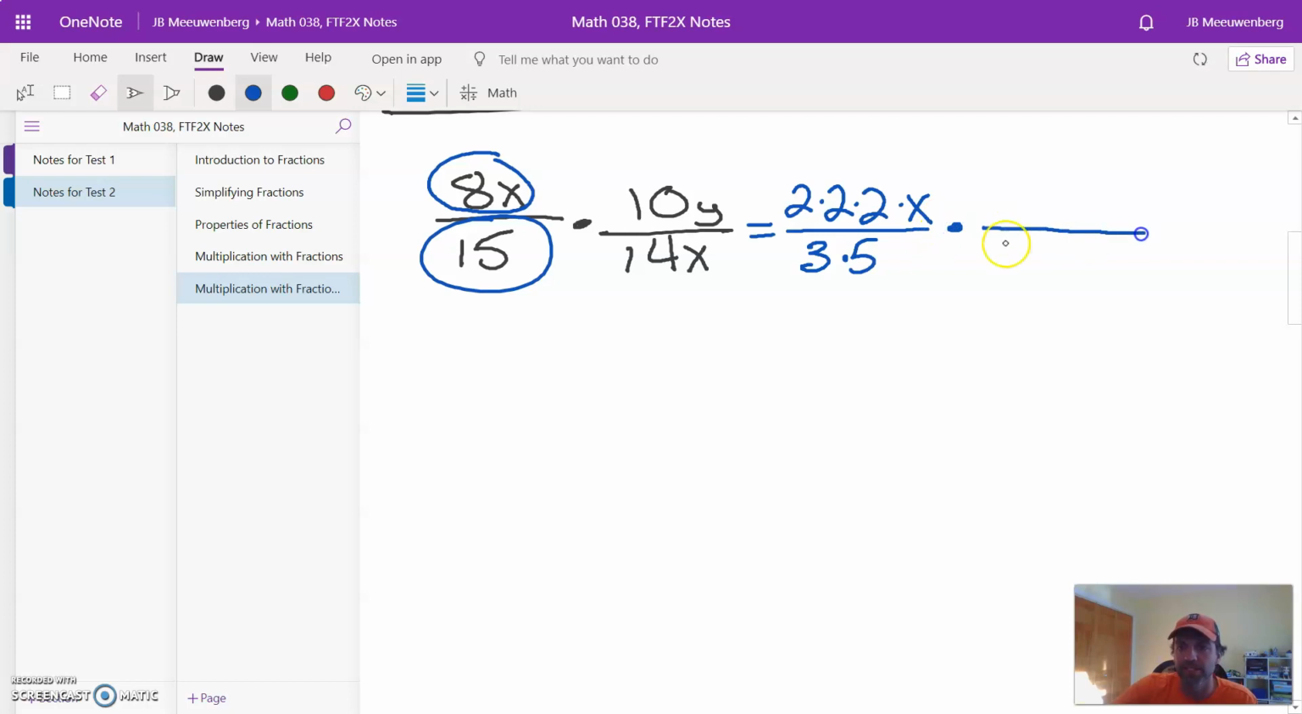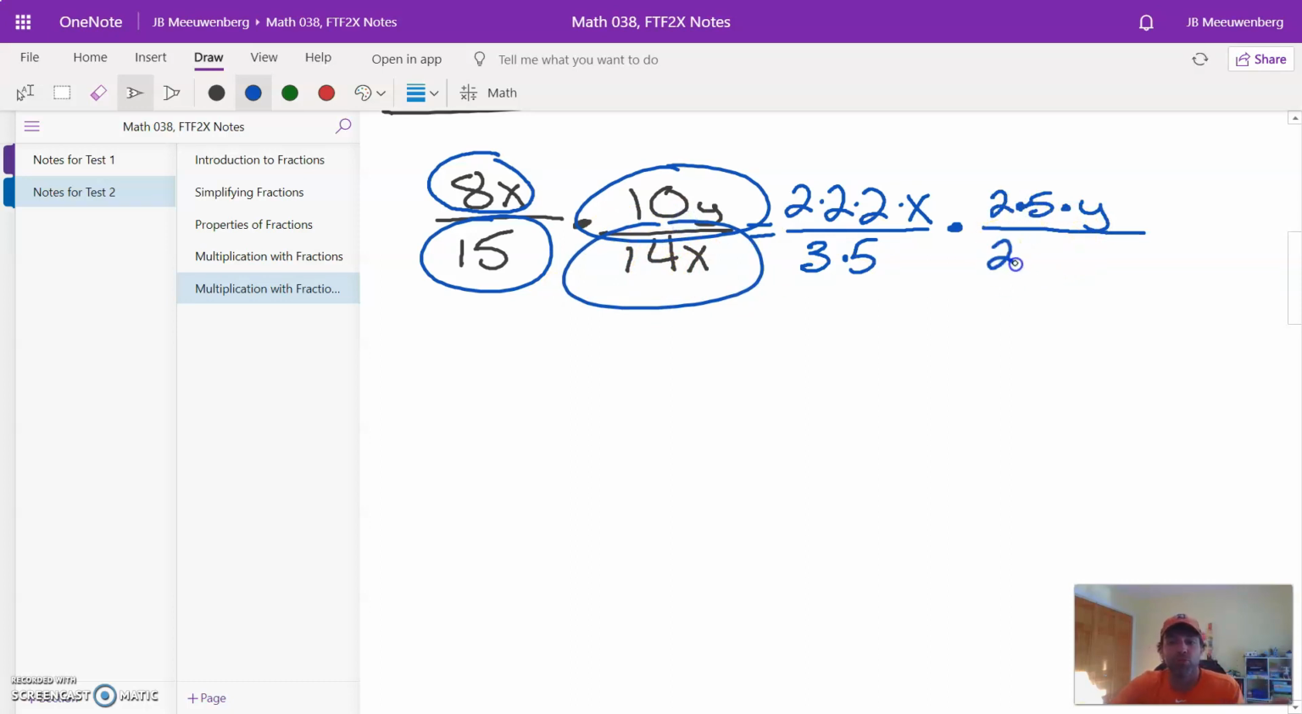Times. Draw my next fraction bar. Let's try 10 times y. 10 is 2 times 5, so 2 times 5 times y. And then 14x on the bottom. Imagine the factor tree just for the numerical part would be 2 times 7, and the variable you can separate pretty easily. There, hey, we're done. We've done the hard part. That's the hardest part of this whole problem.